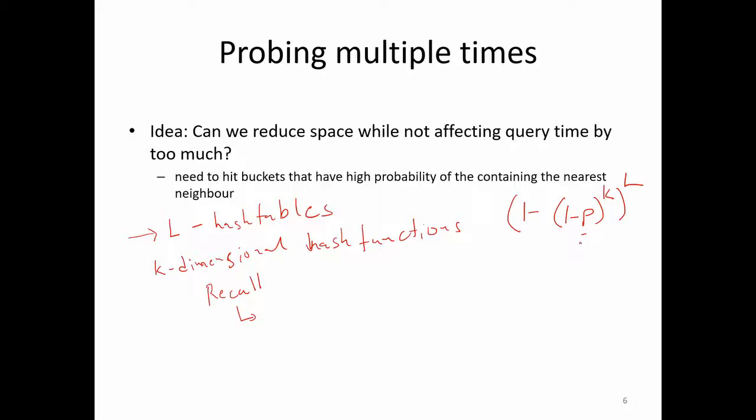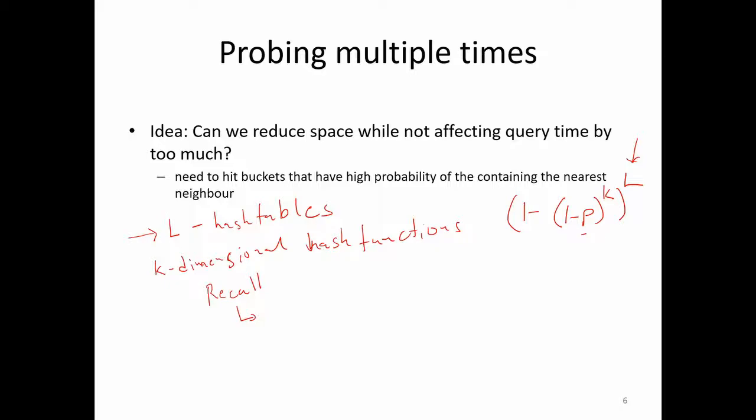Now this is where the new idea comes in. This is the reason why we had to raise it to the power L. So we had to take ORing of L hash tables. Nearby data points can also fall outside, just because of the randomness of the hash function.